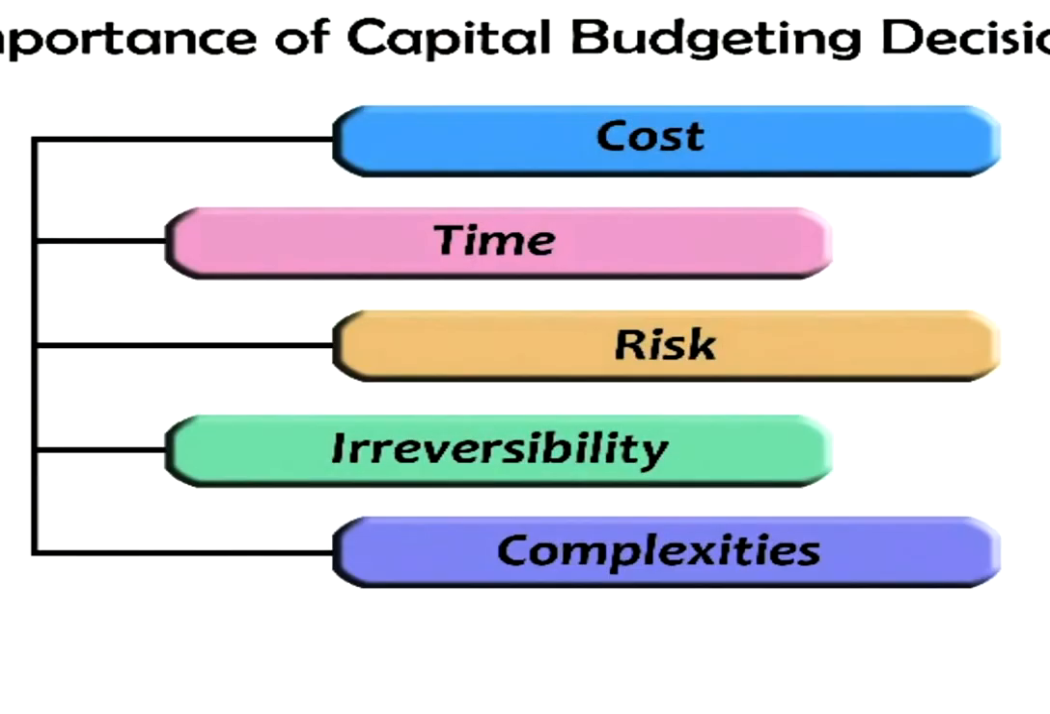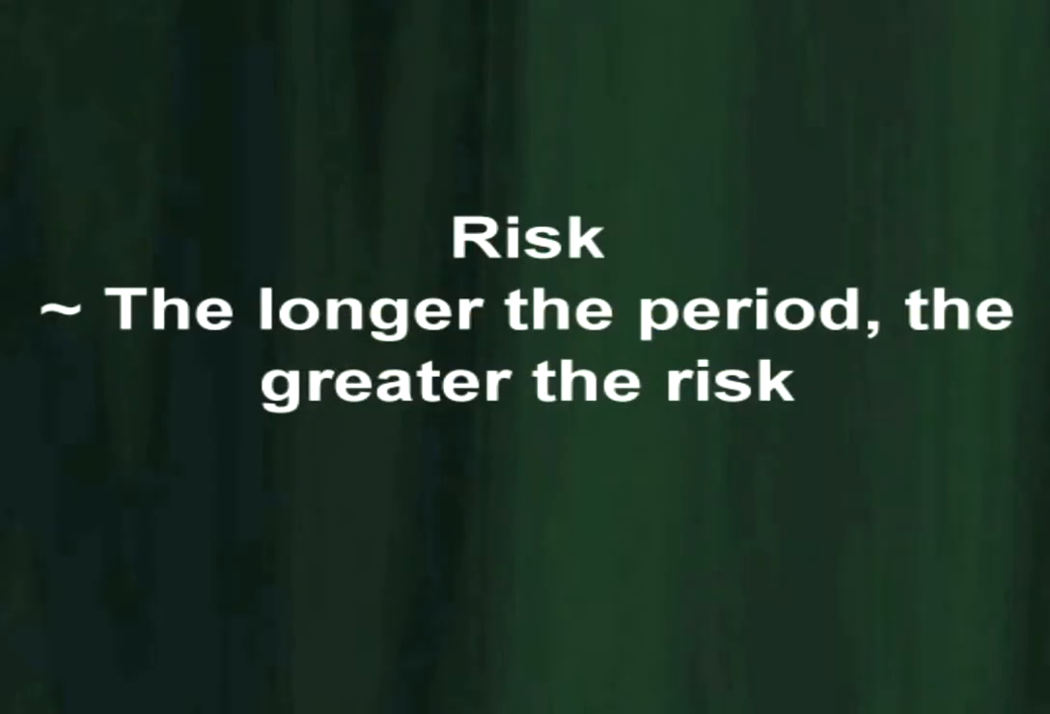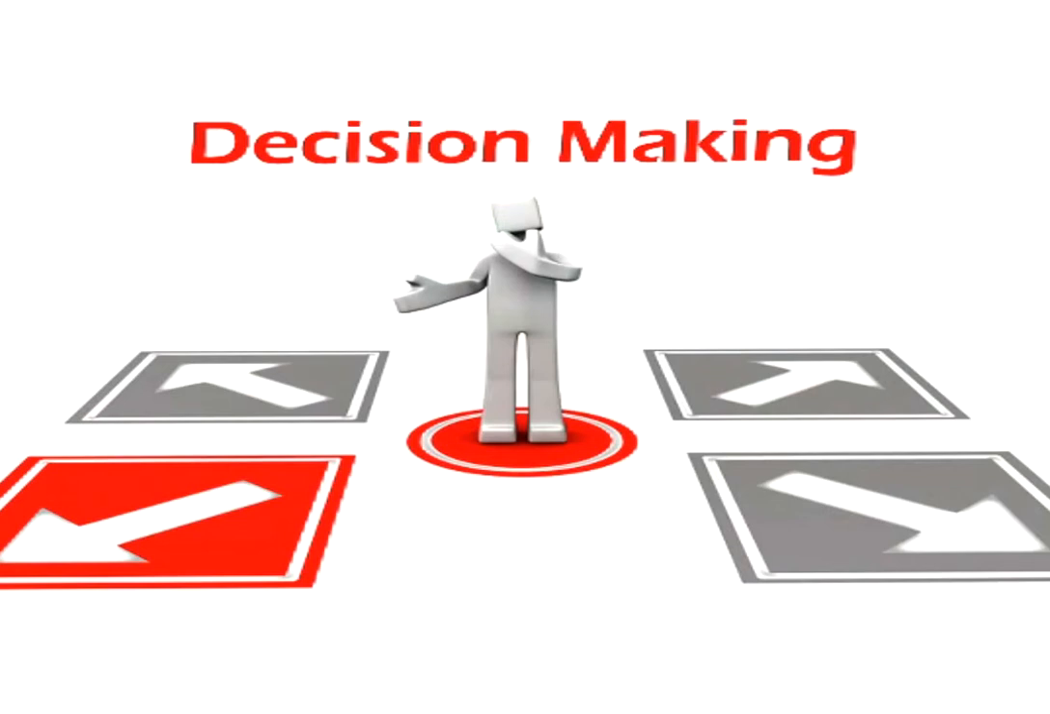So now we will learn about the second thing, that is the time element. The effect of decision is known only in the near future and not immediately, because my cash outflows are in the current period while my returns are coming in the near future, that is, in subsequent years. Next comes risk. The longer the period, the greater the risk. Uncertainties associated with cash flows are higher as the period is longer. Hence, decision should be taken after a careful review of all the available information.